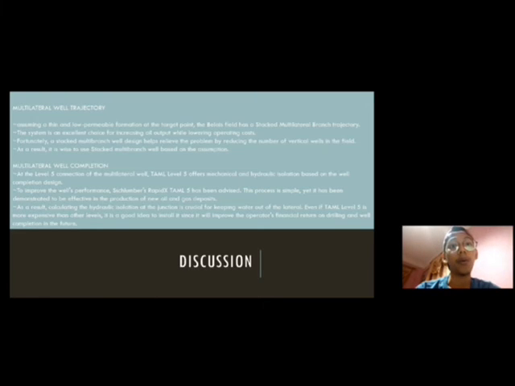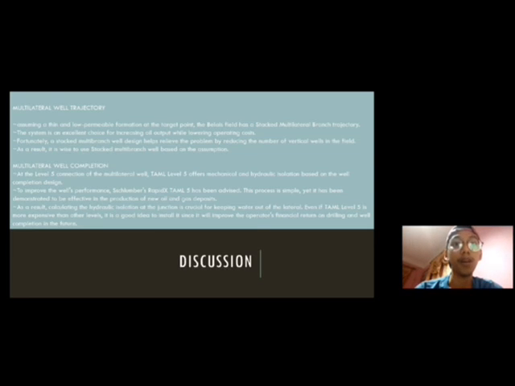So for the multilateral well completion, the level 5 connection of a multilateral well, the TML level 5, offers mechanical and hydraulic isolation based on the well completion design. And to improve the well performance, the Schlumberger Rapid X TML5 has been advised. This process is simple, yet it has been demonstrated to be effective in the production of new oil and gas deposits.